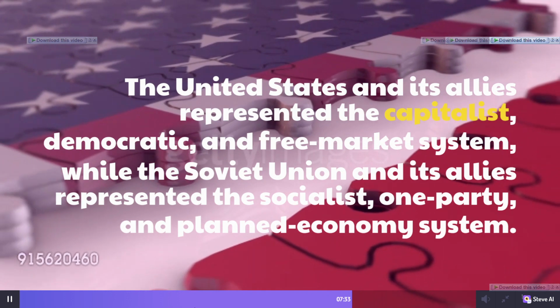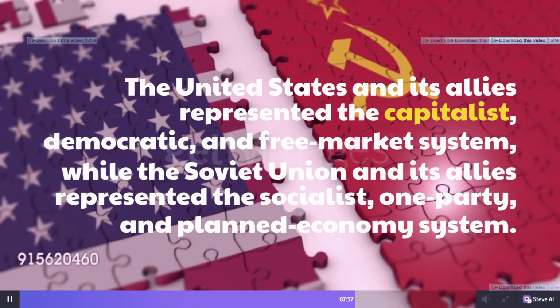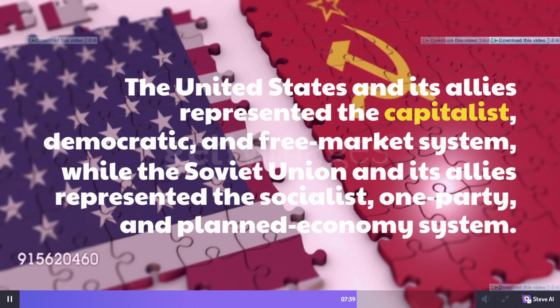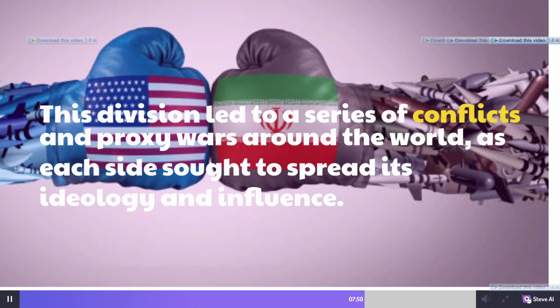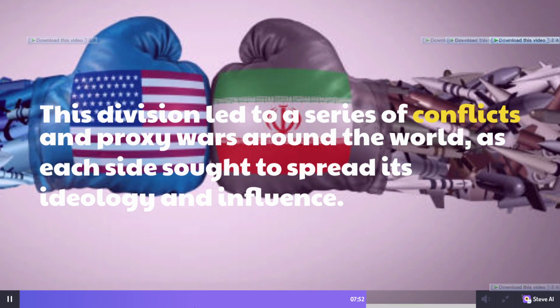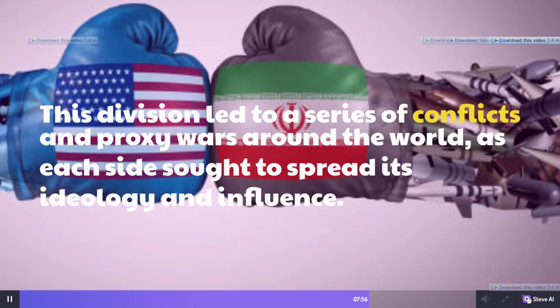The United States and its allies represented the capitalist, democratic, and free market system, while the Soviet Union and its allies represented the socialist, one-party, and planned economy system. This division led to a series of conflicts and proxy wars around the world, as each side sought to spread its ideology and influence.